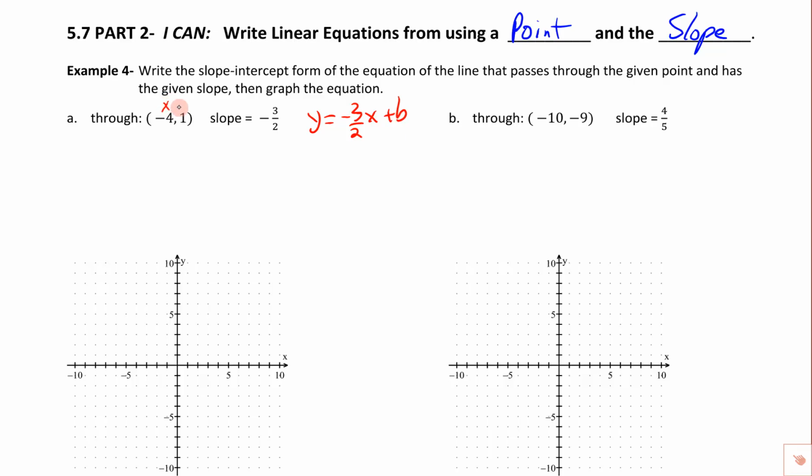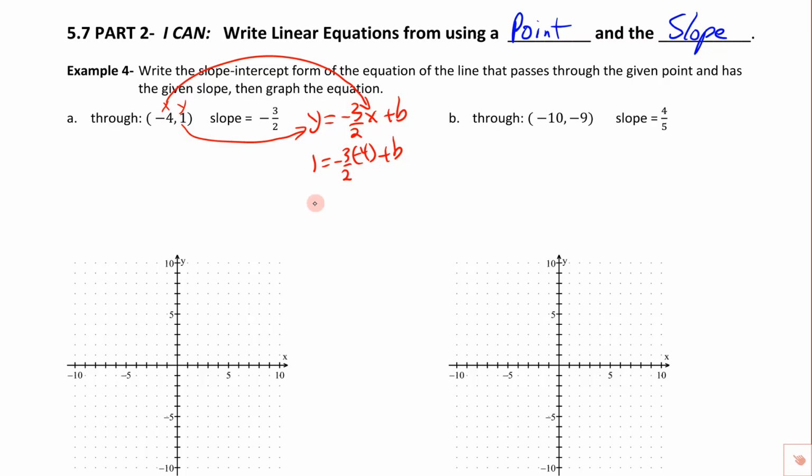I'm going to recognize that this is an x and this is a y, so let's go ahead and plug those in. Wherever there's a y, we're going to put a 1. Then we've got the -3/2. Wherever there's an x, we're going to put a -4, plus b. So now I've plugged the y in right here, and I've plugged the x in right here.